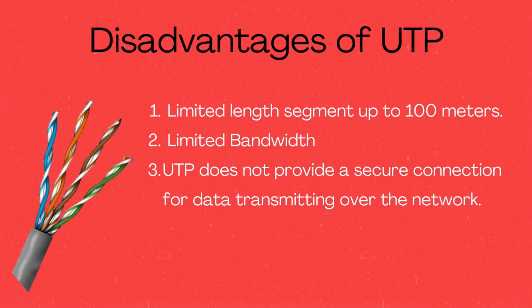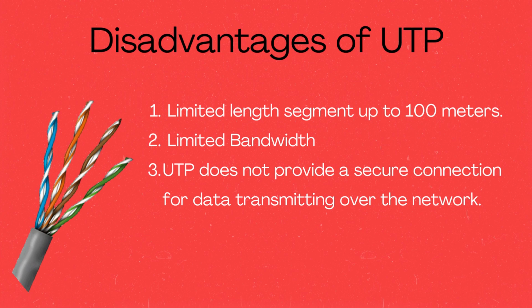The third disadvantage is lack of inherent security. UTP cables don't provide inherent security for data transmitted over the network. They are primarily designed for physical connectivity and electrical signal transmission. This means that data transmitted over UTP cable is vulnerable to interception if not properly secured through encryption and network security protocols. To ensure secure data transmission, additional security measures such as virtual private networks, VPNs, firewalls, and encryption should be implemented at the network and application level.